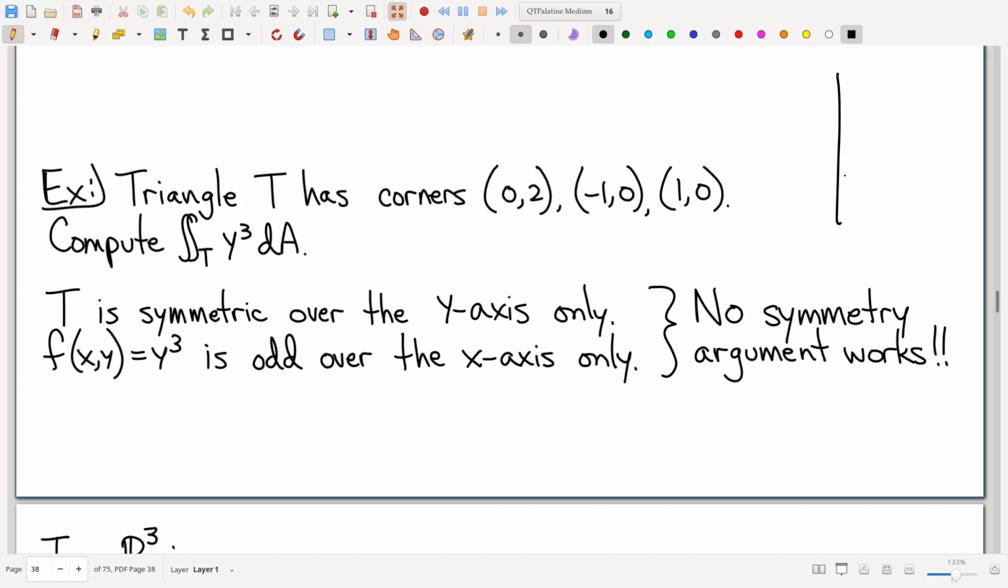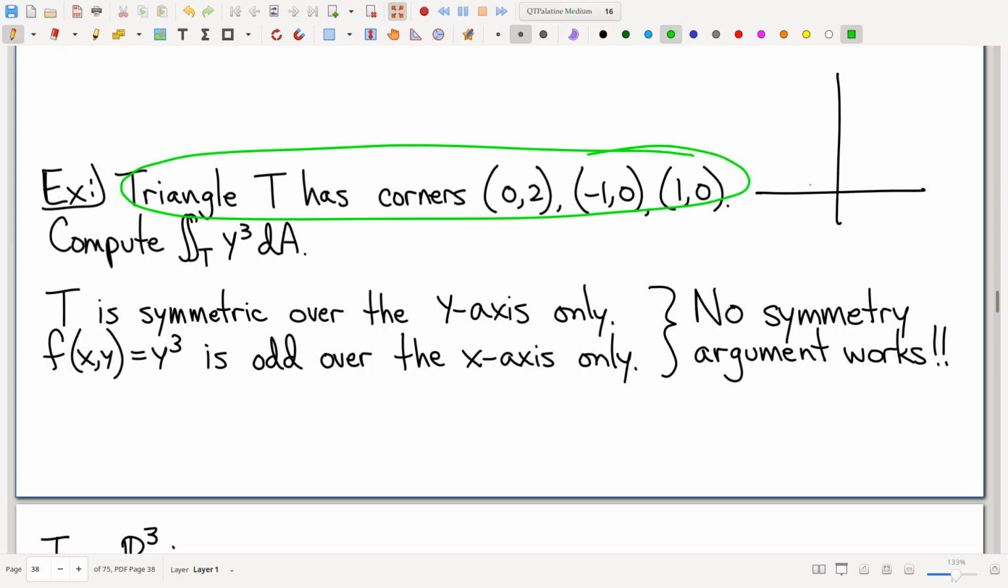So let's draw it. Our domain has these corners. Here, our domain is this triangle.